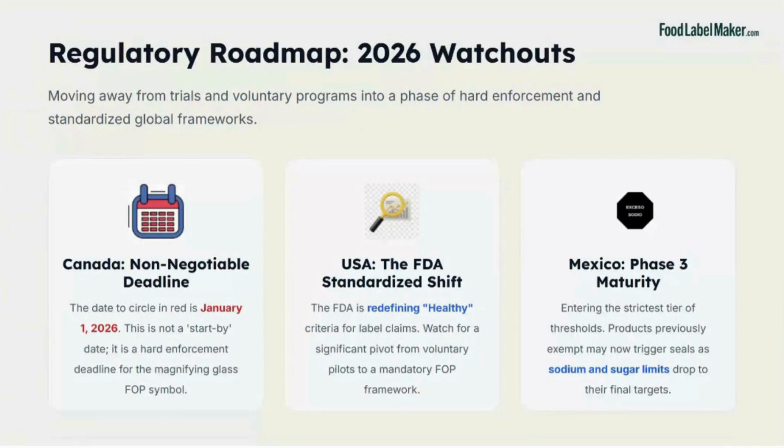Okay, so these are the three watch outs for 2026 so far. So make sure you keep an eye out on creating the necessary FOP labels for Canada, applying the correct claims for FDA, and assessing the nutrient thresholds for Mexico as per phase 3 requirements.